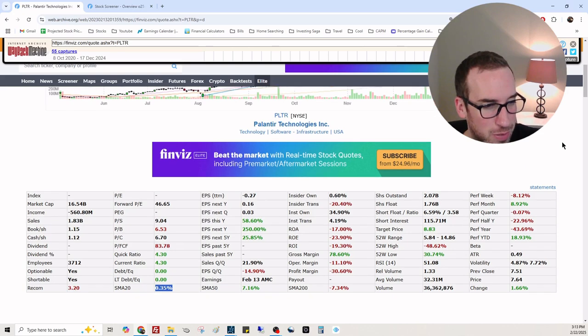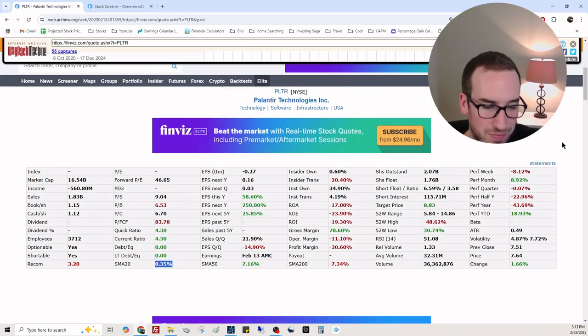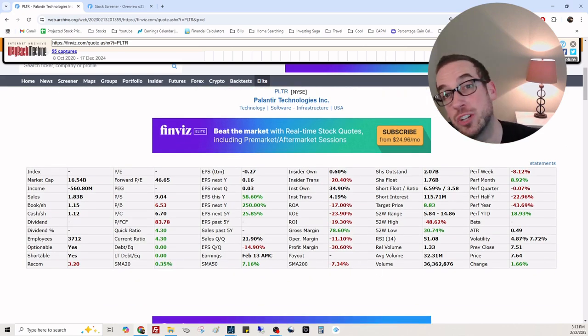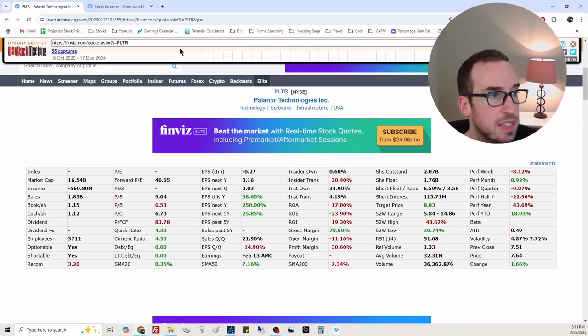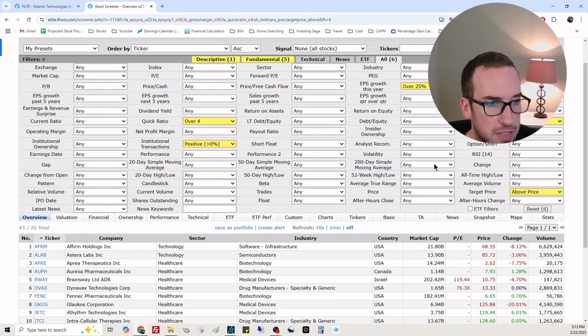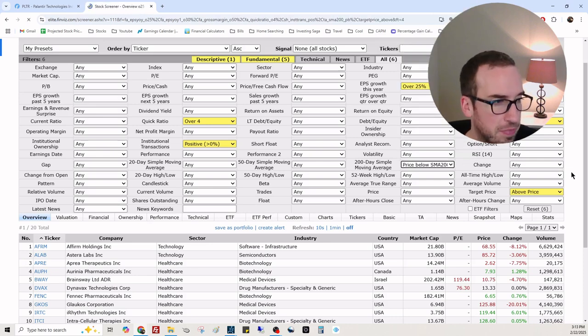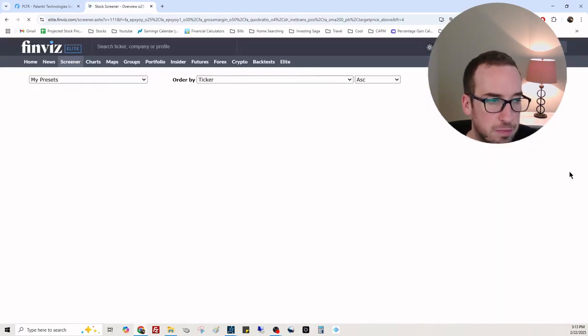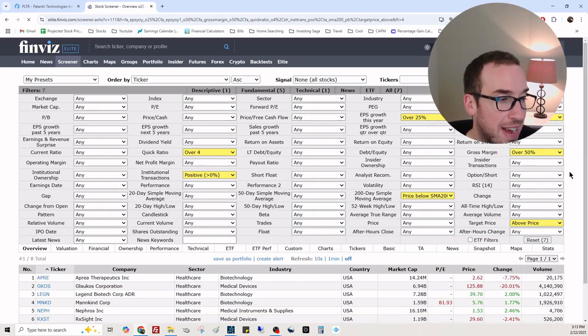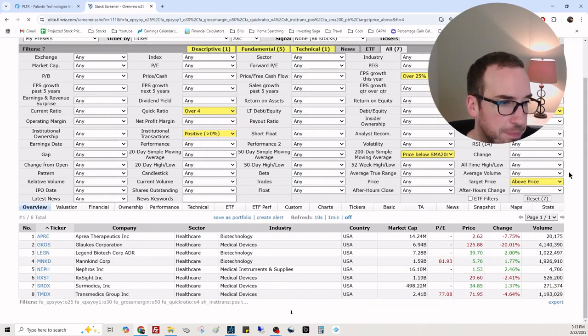Let's see. Under the 200 SMA. That's important. Price below. Yes. Probably going to take off a couple stocks here. 20 out of 8. I like that. I like that.